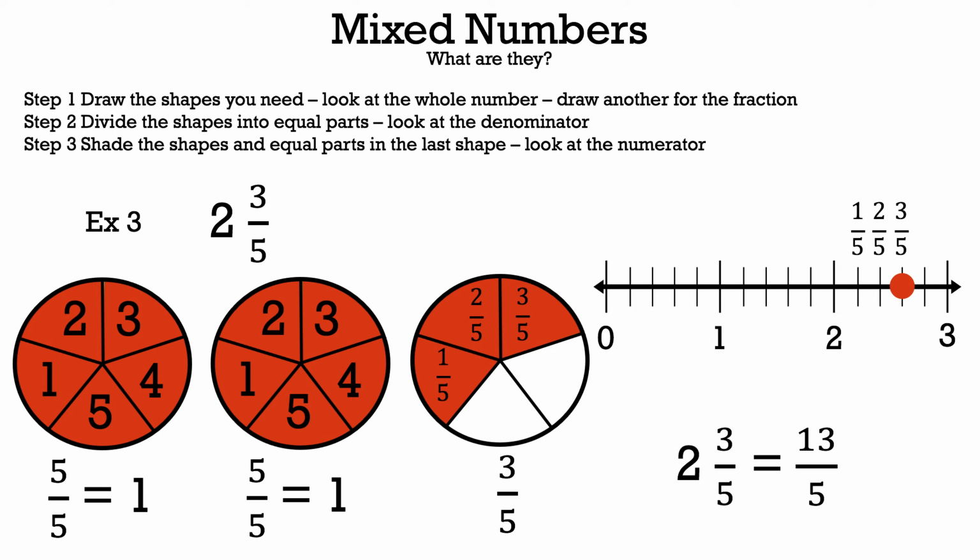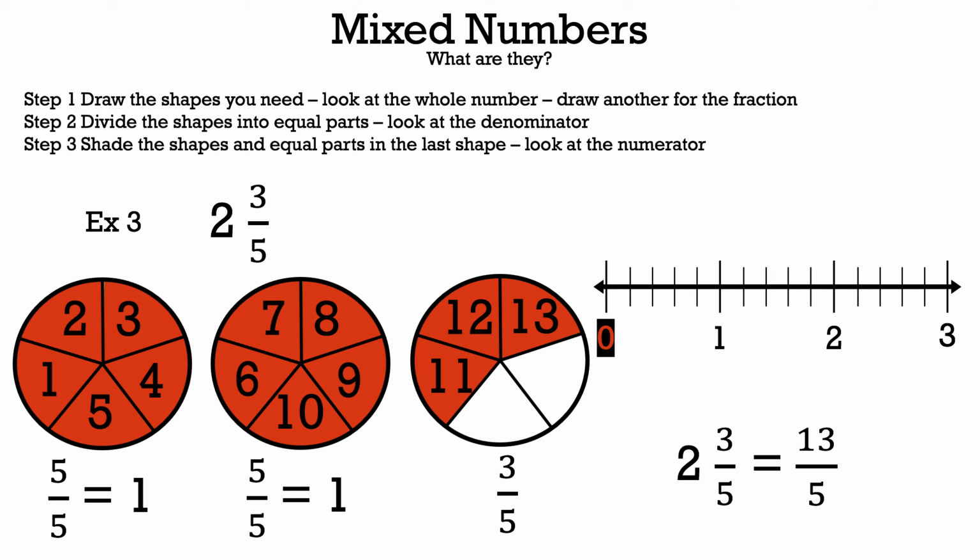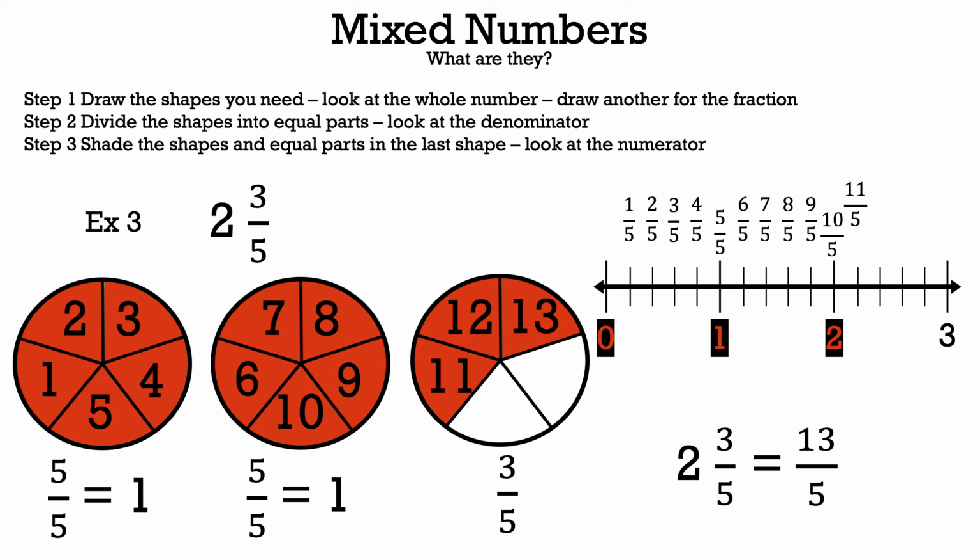So can we rewrite it as an improper fraction? Yes, we can. 13/5. How do we get that? Well, we can count how many equal parts have been shaded. As you can see now, there are 13 equal parts. So let's see if that equals the same thing on the number line. So now we're going to count by fifths. So 1/5, 2/5, 3/5, 4/5, 5/5, which is the same as 1. Now we continue. 6/5, 7/5, 8/5, 9/5, 10/5, which is the same as 2. 11/5, 12/5, and 13/5. So there we go. Same spot, we did it correctly.